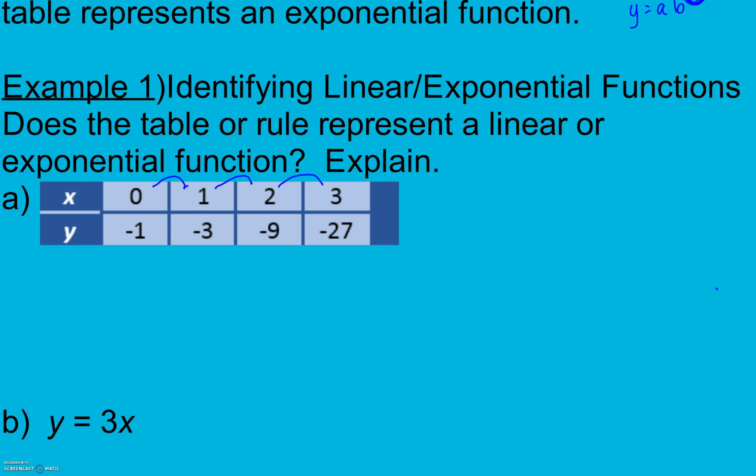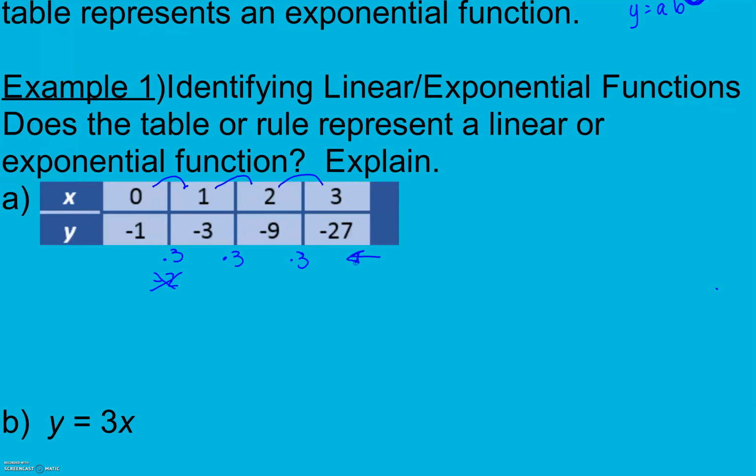To go from -1 to -3, we have two options. We can multiply by 3, or I can add a -2 or subtract 2. Now we check from -3 to -9. I get there by multiplying by 3, so -2 is out. Let's do it one more time just to double check. From -9 to -27, I can multiply by 3.